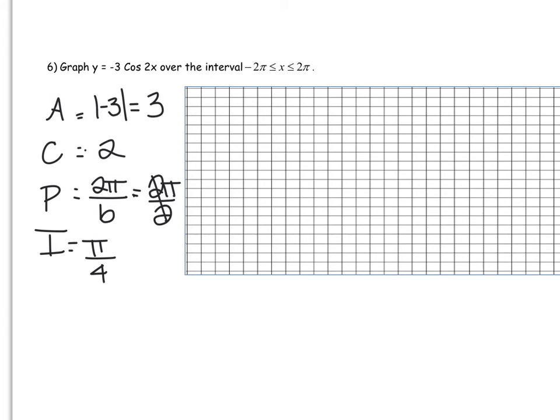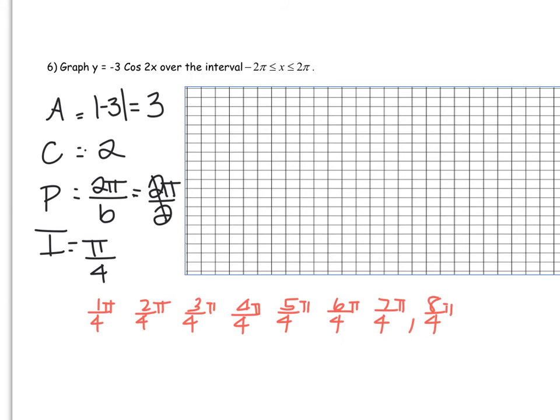So I'm going to take pi over 4 and count by fourths. So 1/4 pi, 2/4 pi, 3/4 pi, 4/4 pi, 5/4 pi, 6/4, 7/4, and 8/4 pi. Now I'm going to stop at 8/4 because 8 divided by 4 is 2. Now the interval tells me that I want to go from -2 pi to 2 pi.